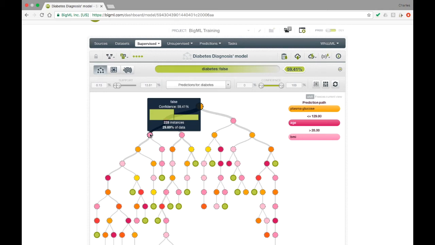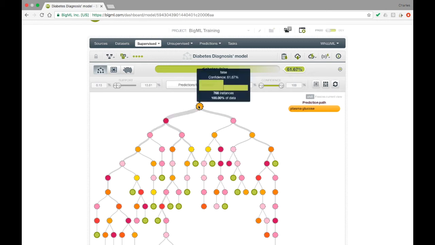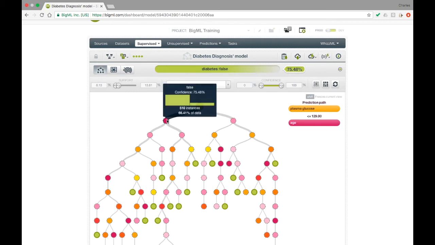As you can see in this tree, the first question asked at the top, or root node, of the tree is about the glucose or blood sugar level of the patient. If we mouse over the two child nodes that are connected to the root node, we see that the left node represents patients with blood sugar of less than or equal to 129, and the right node represents patients with blood sugar of greater than 129. So, when trying to determine if a person has diabetes or not, the first question asked by the model is whether or not a person has a blood sugar level of greater than 129.